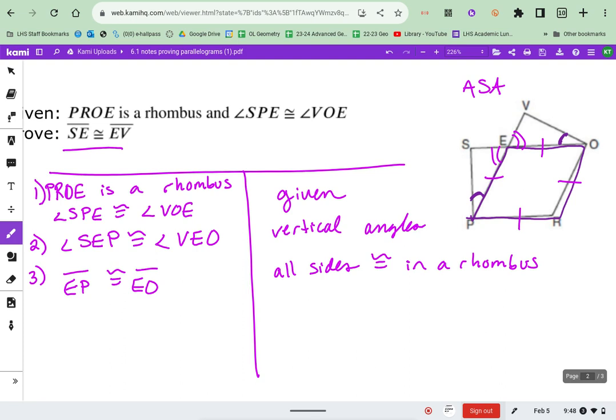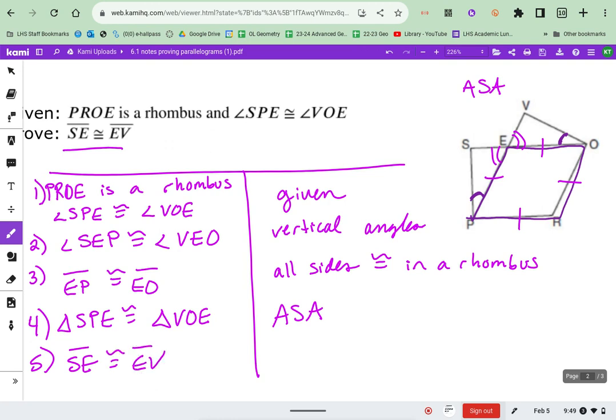And then that was enough to prove that those 2 triangles were congruent. So we can say triangle SPE is congruent to triangle VOE by angle side angle. Which means now that the triangles are congruent, segment SE is congruent to segment EV by CPCTC.